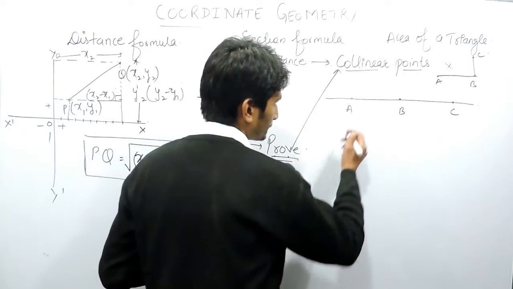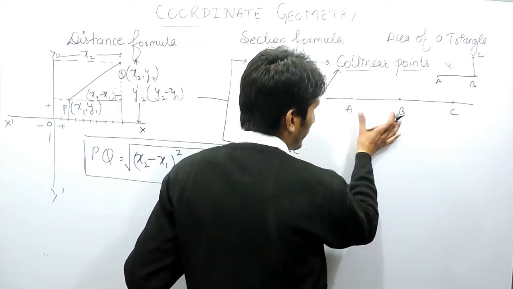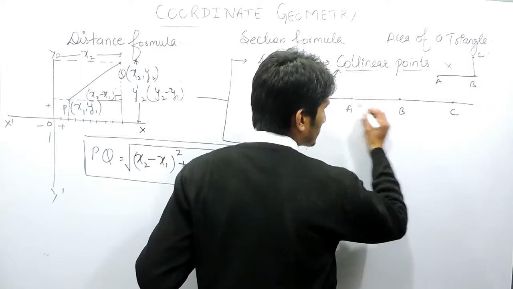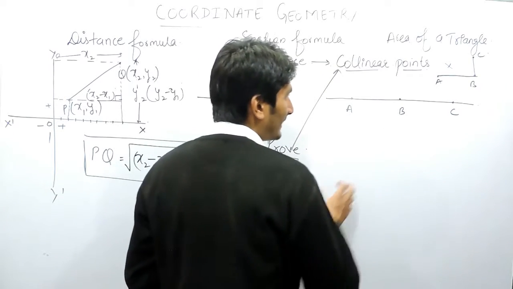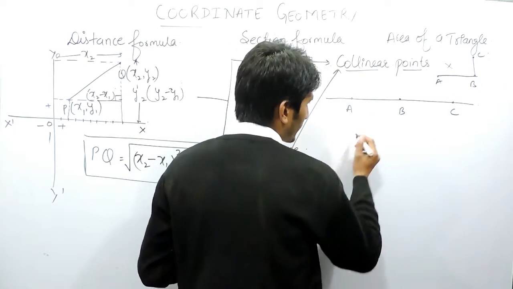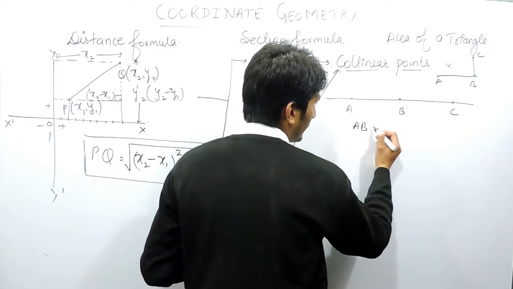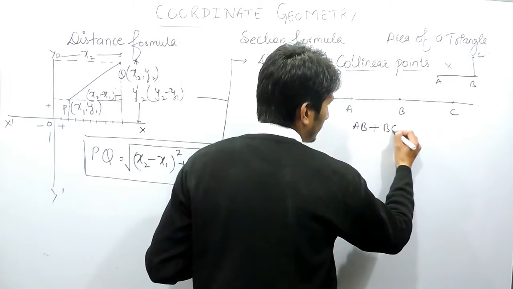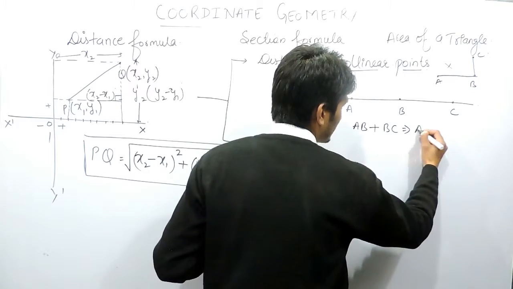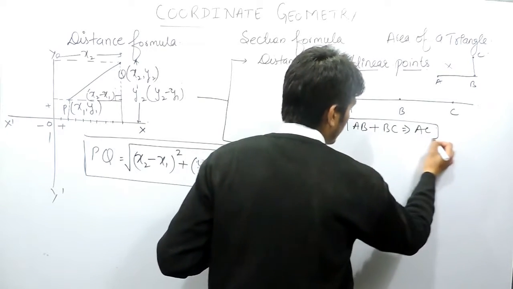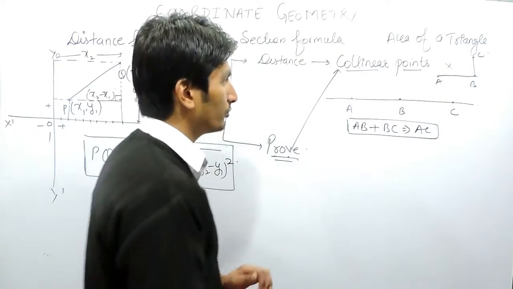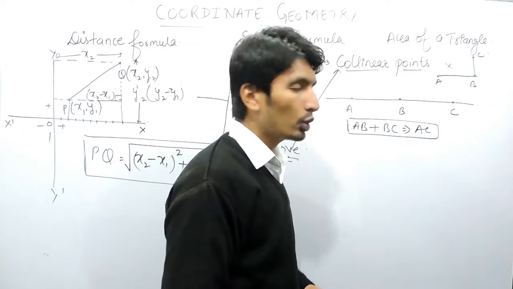So in that case, if these are collinear, obviously they must lie on a straight line, and in that case the sum of AB and BC must be equal to AC. So this is the condition we must prove when we have to prove that the 3 points are collinear.